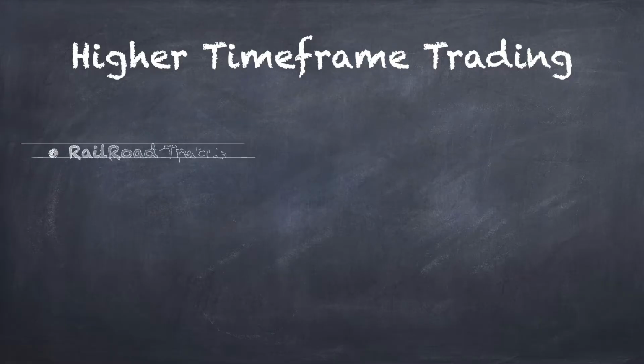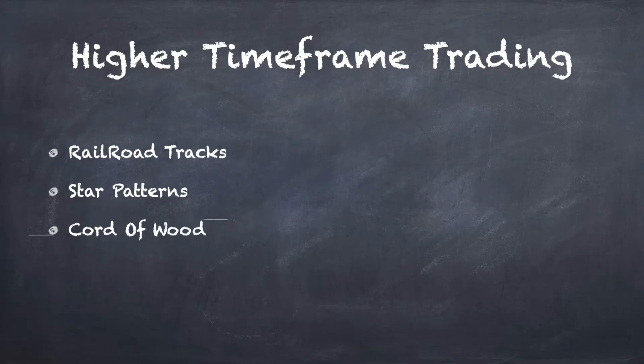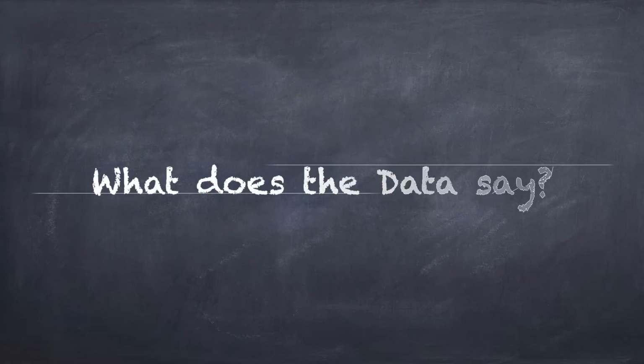So higher time frame trading, we're looking for railroad tracks, star patterns, quarterwoods, engulfing candles. So things that we already pretty much do, right? When we talk about trading with market makers, same kind of concept as far as the reversal patterns that we're looking for. So now that we understand what we're trying to do, let's talk about, I think, one of the most important things, and that is, what does the data say?